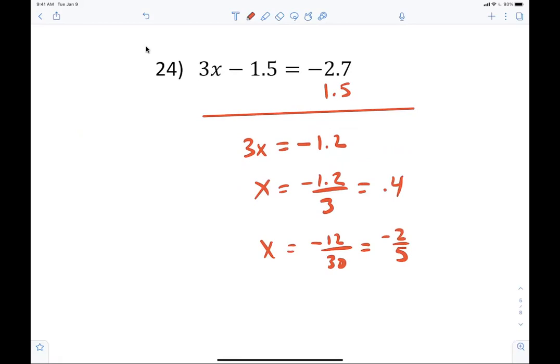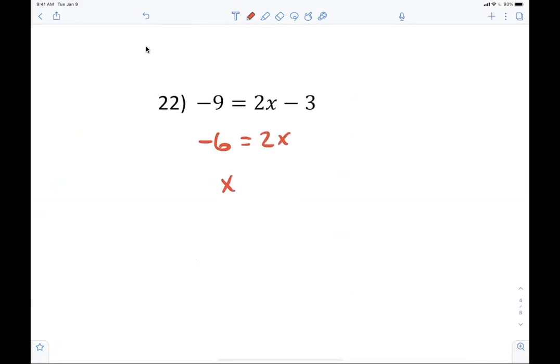Anybody? All right. Here we go. Let's knock out 22. Adding 3 to both sides. Negative 6 equals 2x. So x equals negative 3. Good. Come on, don't give up. Keep going, checking your work.